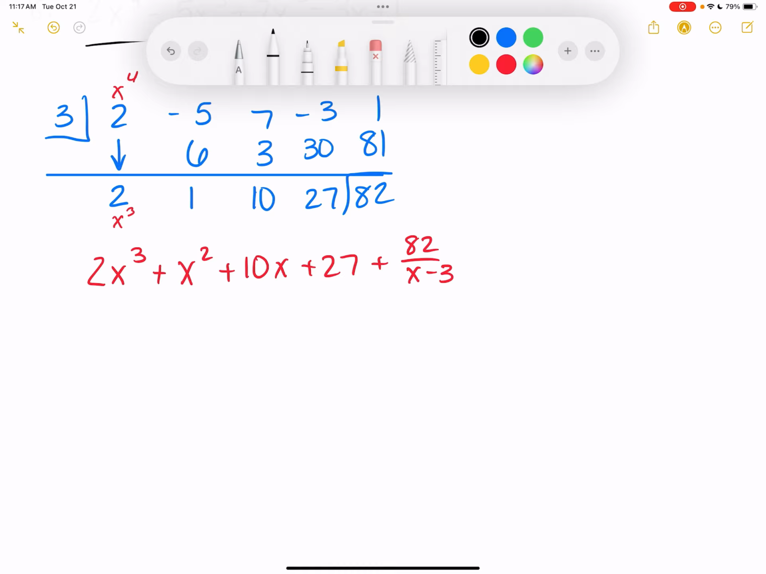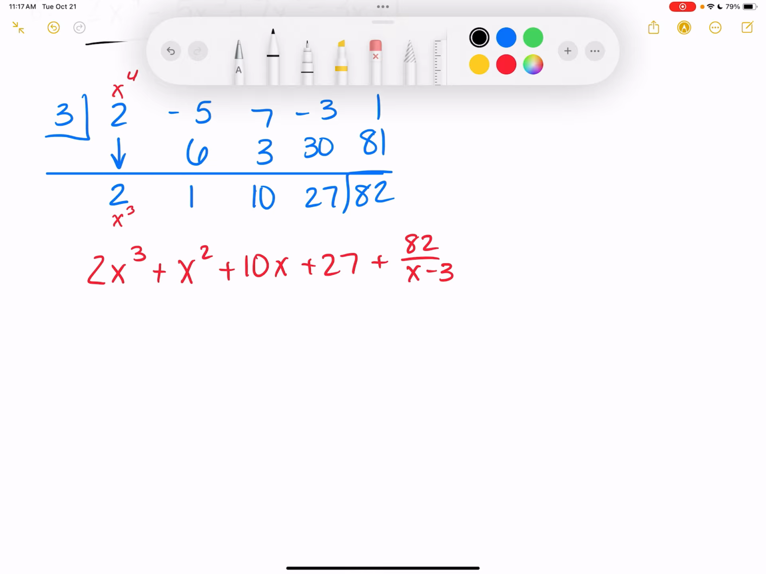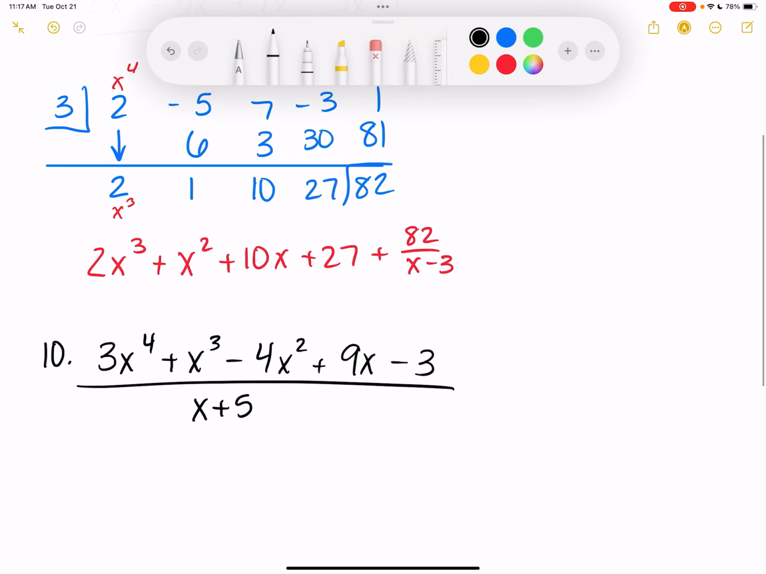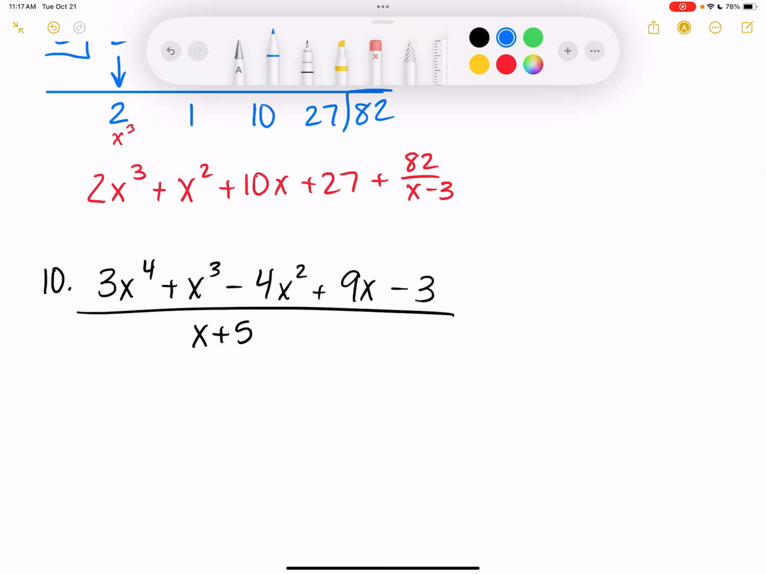Number 10: 3x to the 4th plus x cubed minus 4x squared plus 9x minus 3, all divided by x plus 5. All right, so in this top corner, we put a -5. I don't have any terms missing, so I can just copy the numbers down. 3, 1, -4, 9, -3.